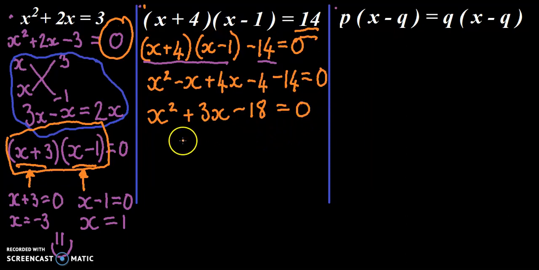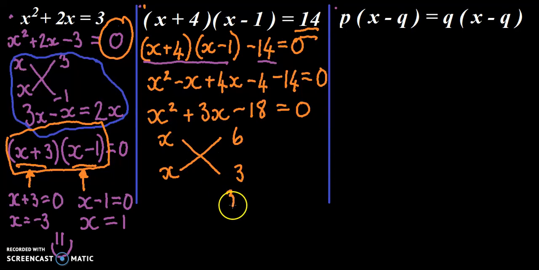Because I can see into the future, I know that the factors I want to use are going to be 3 and 6. I could have tried 2 and 9 first, but I just did a little bit of thinking and thought, I've got to get to 3. One of them is going to be negative, so this will work. x times 3 is 3x. 6 times x is 6x. One of these has to be negative because we've got to multiply 6 by 3 to get negative 18. Which one, in order to get to 3x, is going to be negative 3.